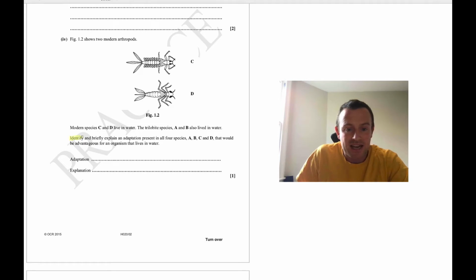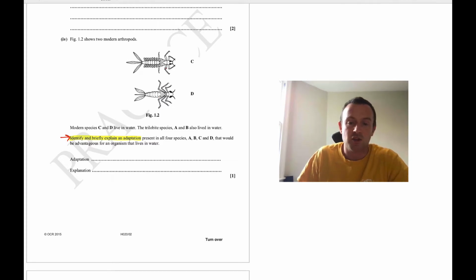So it says identify and briefly explain an adaptation. The key is in this word identify, because you can't identify an adaptation from the diagram that you can't see. So if you talked about spiracles and the tracheal system, the internal parts of the organism that you can't see, then you can't get marks.